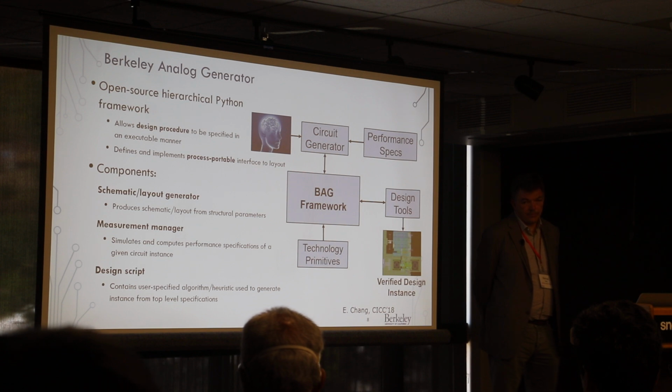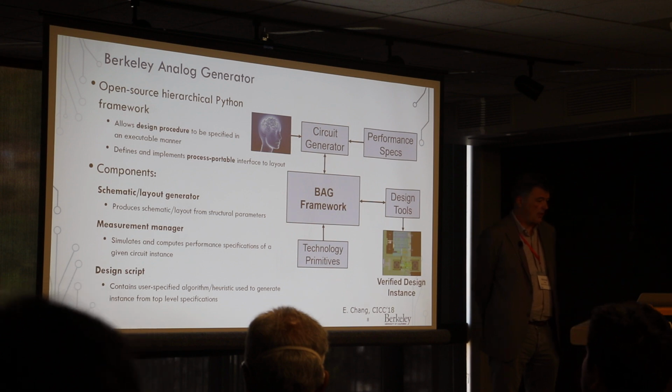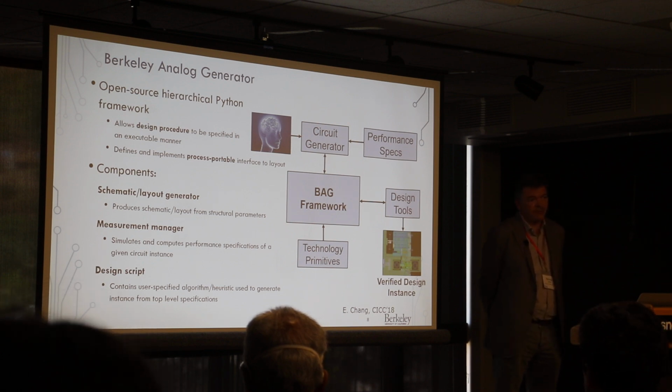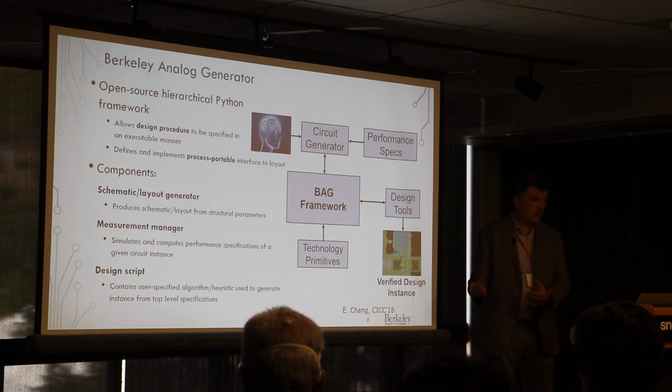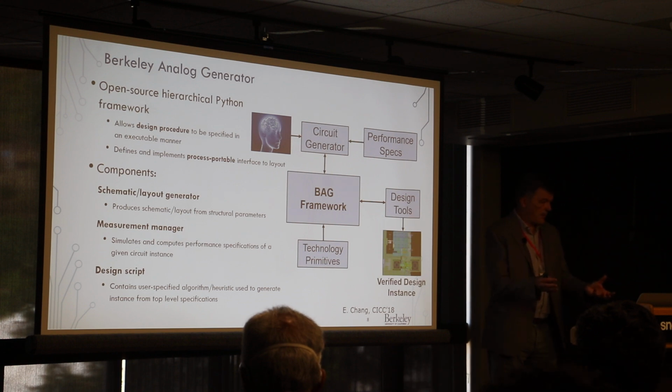If you look at what the Berkeley Analog Generator encompasses, it has a schematic generator and a layout generator. The schematic generator is really not that big of a deal. The layout generator is a big deal there. It has a measurement manager that helps with some amount of automation of measurements that need to be performed on that design, and the design script that is manually coded up. Either equation-based, as early on it was an equation-based design script, or a tabulated search through the widths and lengths.